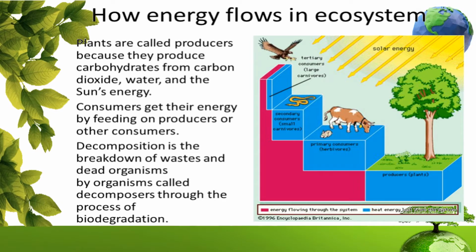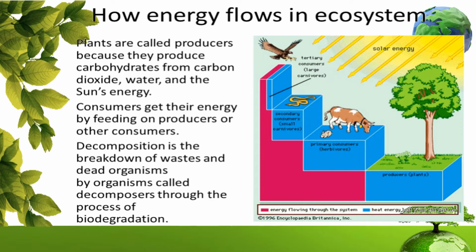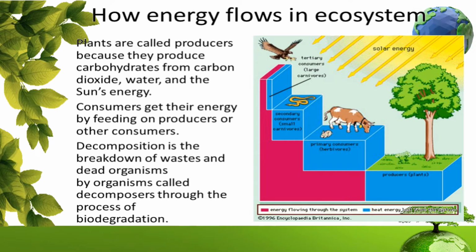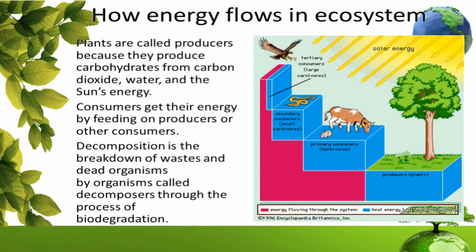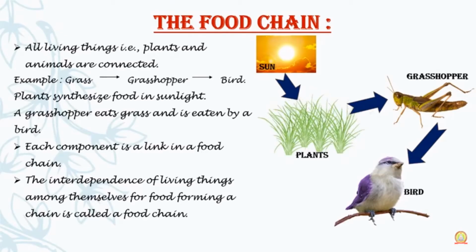Now, plants are called producers because they produce carbohydrates from carbon dioxide, water, and the sun energy. Consumers get their energy by feeding on producers or other consumers. Decomposition is the breakdown of waste and dead organisms by organisms called decomposers through the process of biodegradation. Okay? So I hope this is clear to all my students how the energy flows in an ecosystem. So in short, we can say that food chains are nothing but the connecting links between plants and animals. Okay, so all living things, that is plants and animals, are connected to each other.